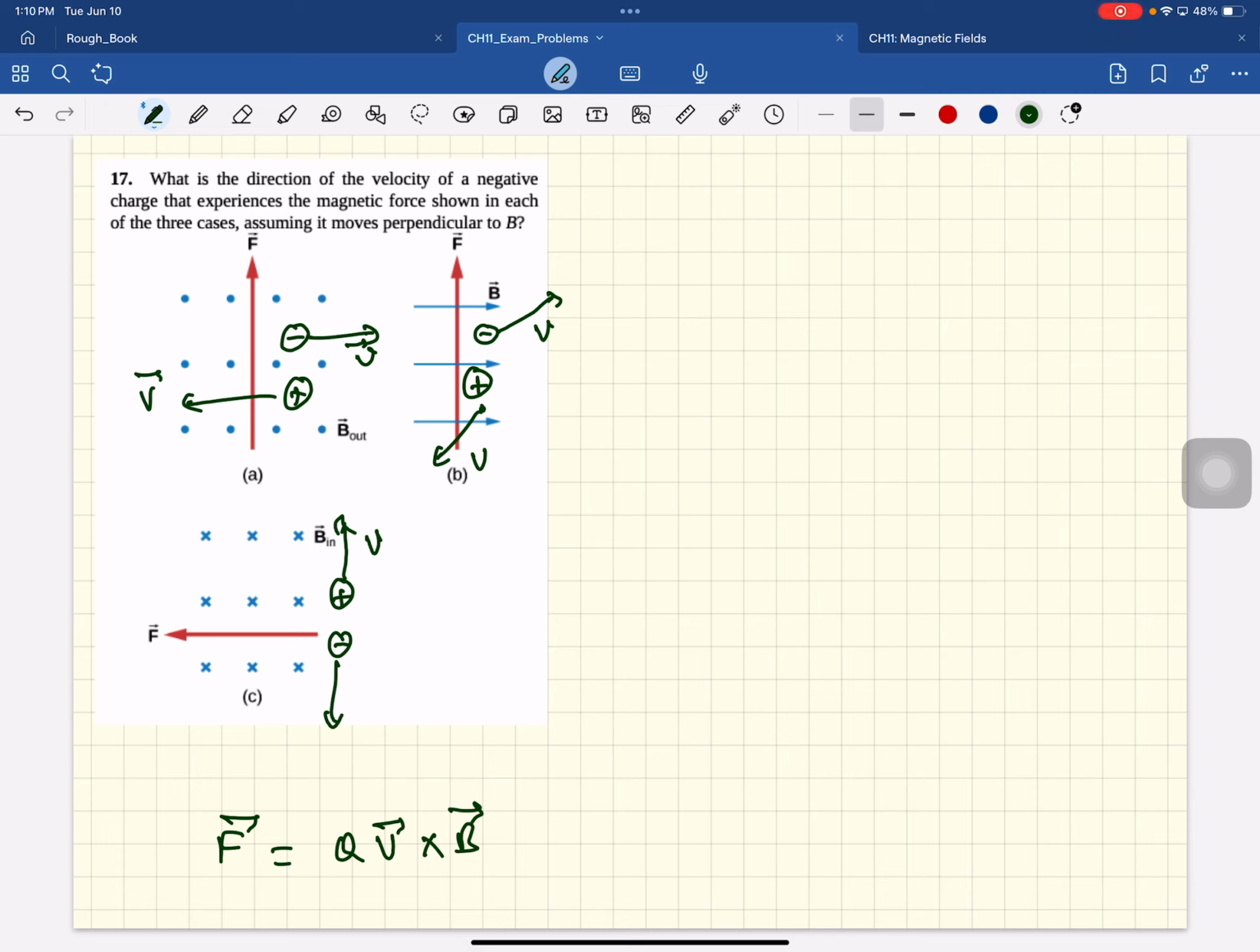Again, this is the best way to do it, at least I find it the best way. Velocity, magnetic field, you turn the velocity into the magnetic field. If you turn a screw like that, the direction in which the screw moves is the force.